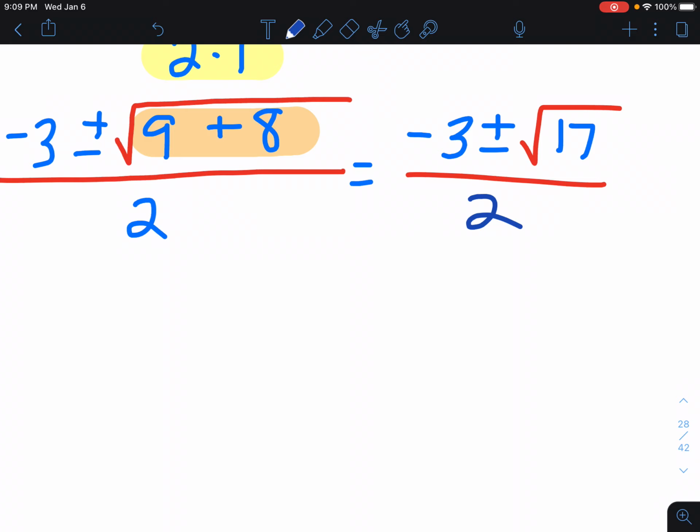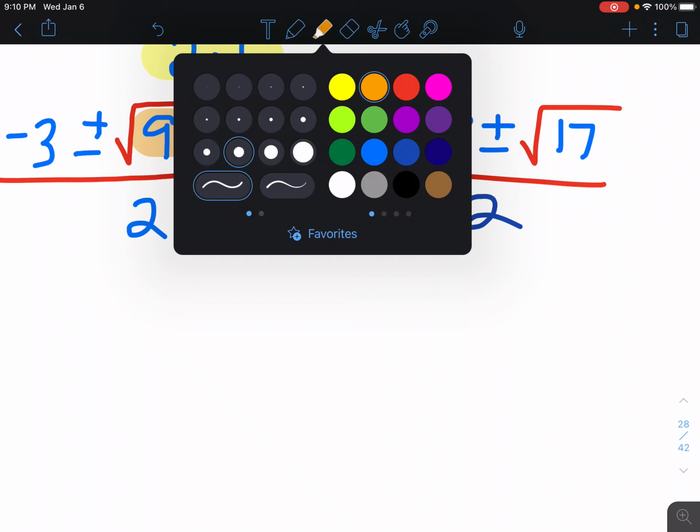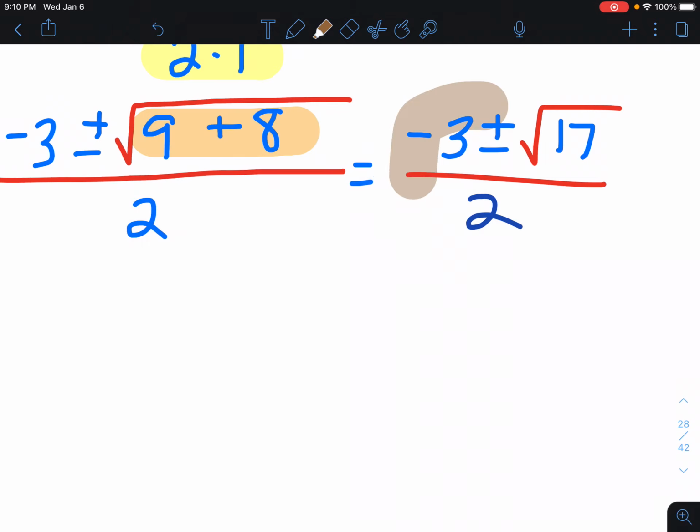Remember, we learned our perfect squares the other day: 1, 4, 9, 16, 25, 36, 49, 64, 81, 100, and so on. But none of those numbers can multiply into 17 evenly without a decimal. So since this radical cannot be simplified, we would actually stop here. So this thing is my answer.